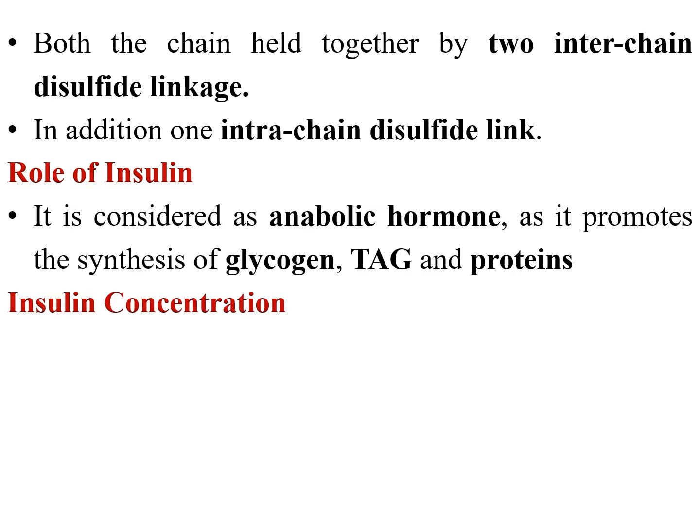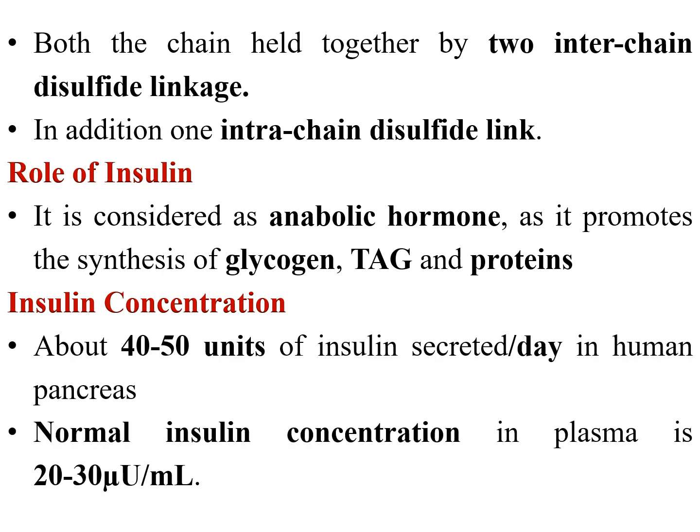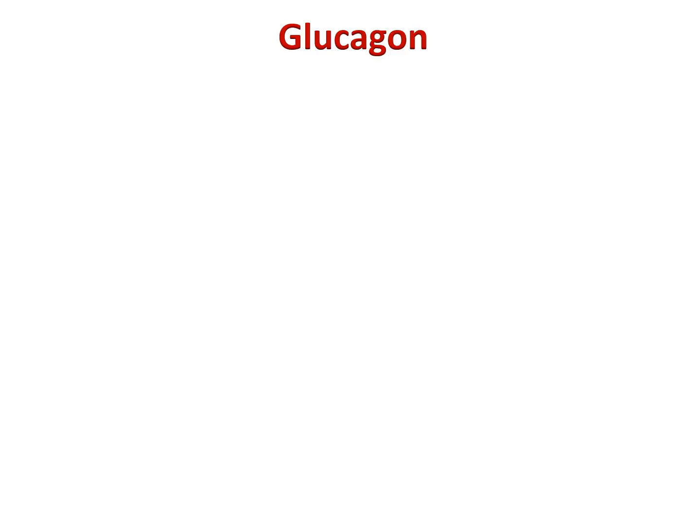It is an anabolic hormone as it promotes the synthesis of glycogen, triacylglycerol and proteins. The concentration of insulin secreted per day is 40 to 50 units. These are all extra information. If you want, you can write the normal insulin concentration. As a clinician, you should know the normal range of insulin: 20 to 30 micro units per ml.